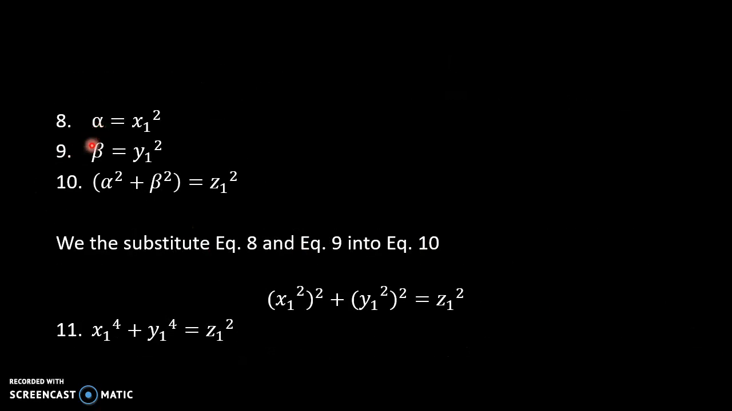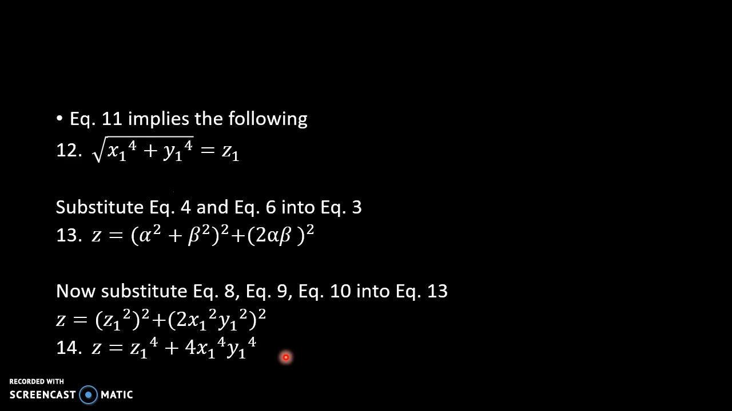Because we know that alpha, beta, and alpha squared plus beta squared are all perfect squares, let us choose numbers such that alpha equals x1 squared, beta equals y1 squared, and alpha squared plus beta squared equals z1 squared. We'll substitute equations 8 and 9 into equation 10, and we will arrive at the following equation. x1 to the fourth plus y1 to the fourth equals z1 squared. After taking the square root of both sides, we see that z1 equals the square root of x1 to the fourth plus y1 to the fourth.